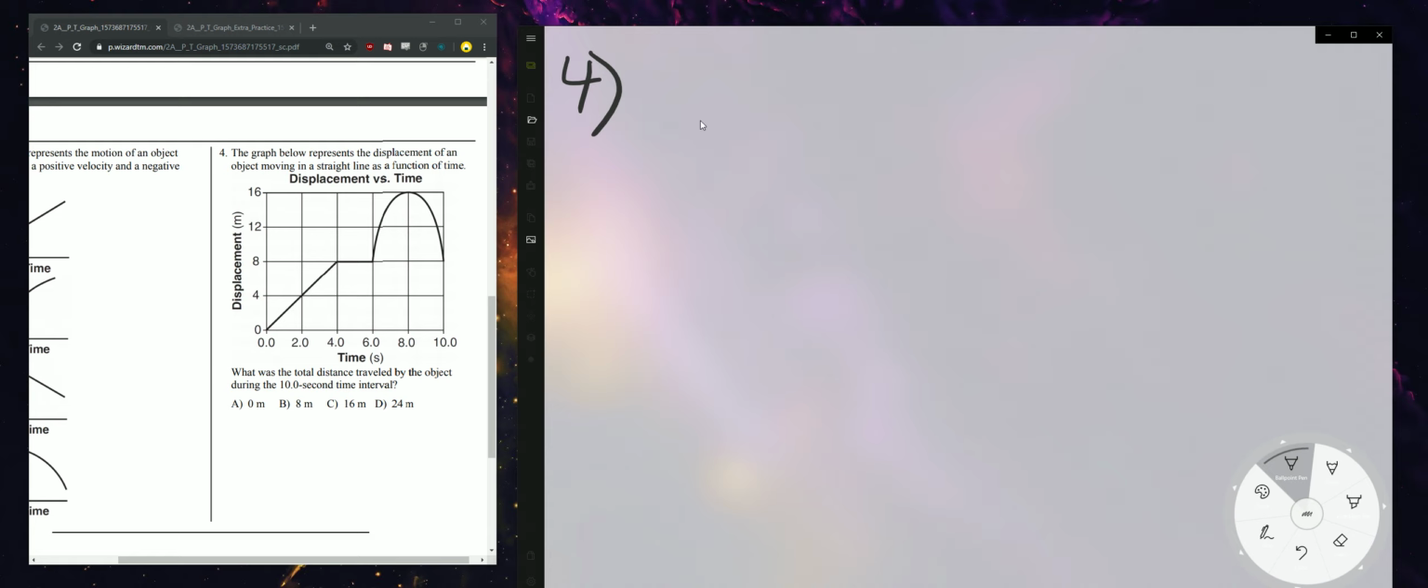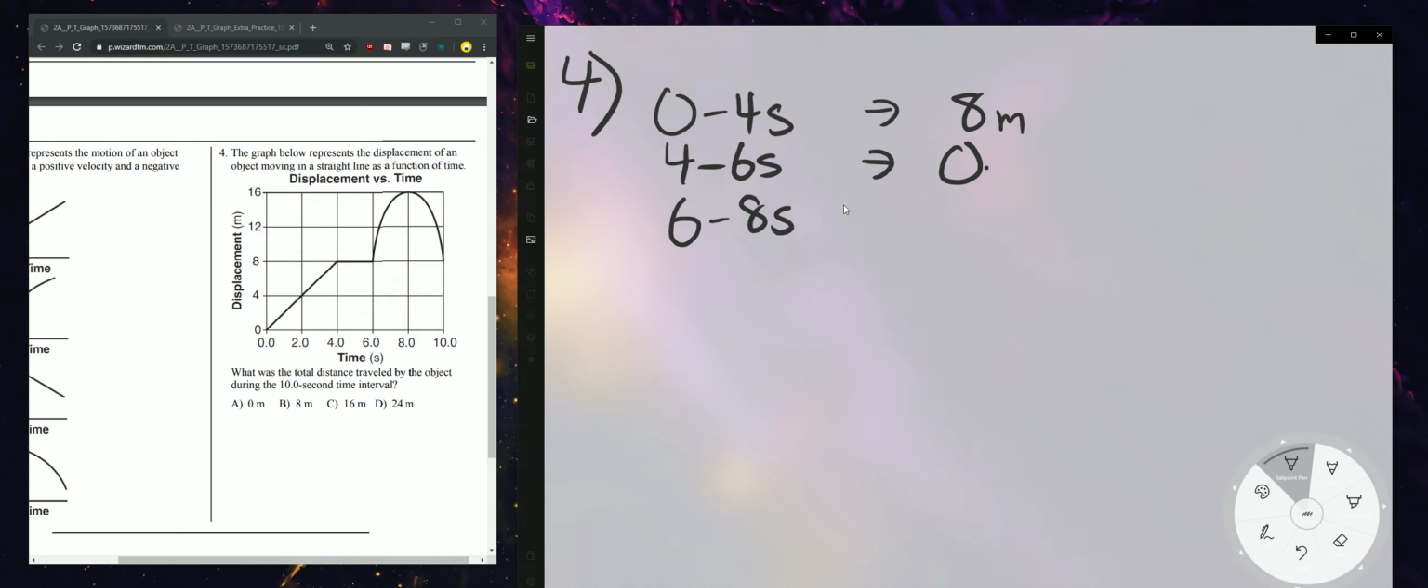So from 0 to 4 seconds, you end up at 8 meters, so you travel a total distance of 8 meters. I'm going to write between 0 to 4 seconds, you traveled a distance of 8 meters. From 4 to 6 seconds, you don't really travel anywhere because you stay at the 8-meter mark, so you travel a distance of 0.